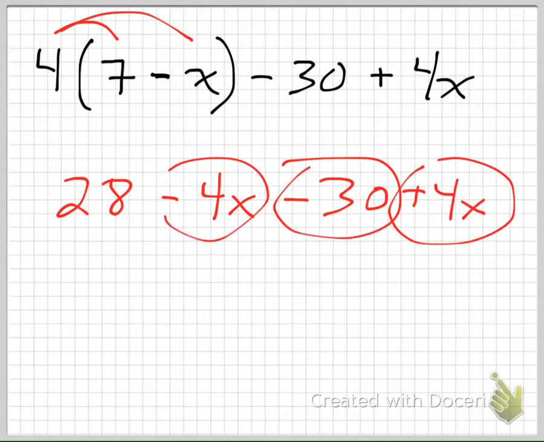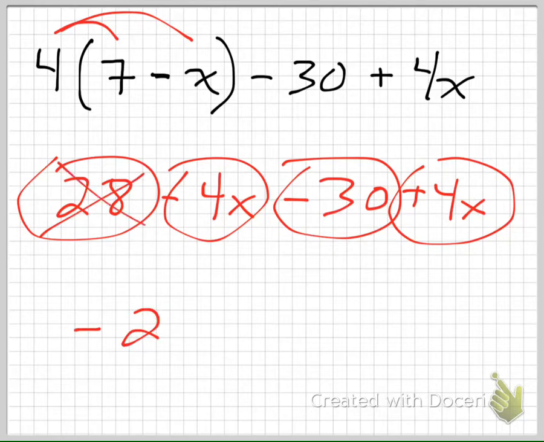Everybody grab your terms. What is 28 minus 30? -2. Okay. What is -4x plus 4x? 0. Do I put plus 0 there? No. What's the answer? -2. Do you see it? Yes. Y'all see it? I hope so. This is not more difficult than what you should be able to do.